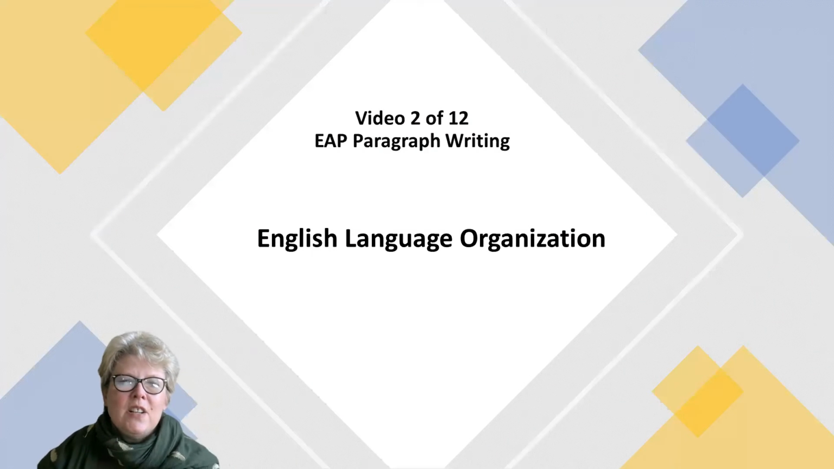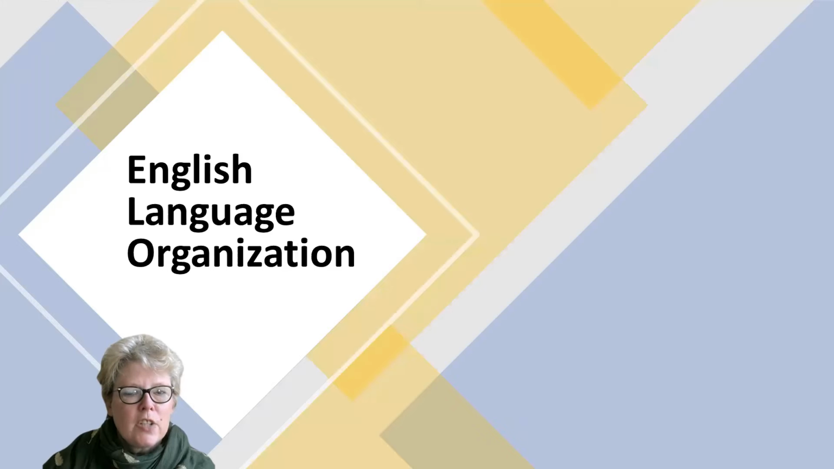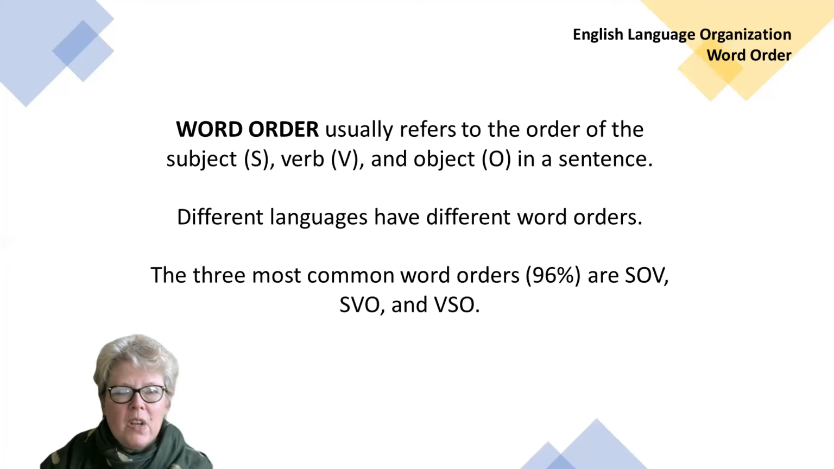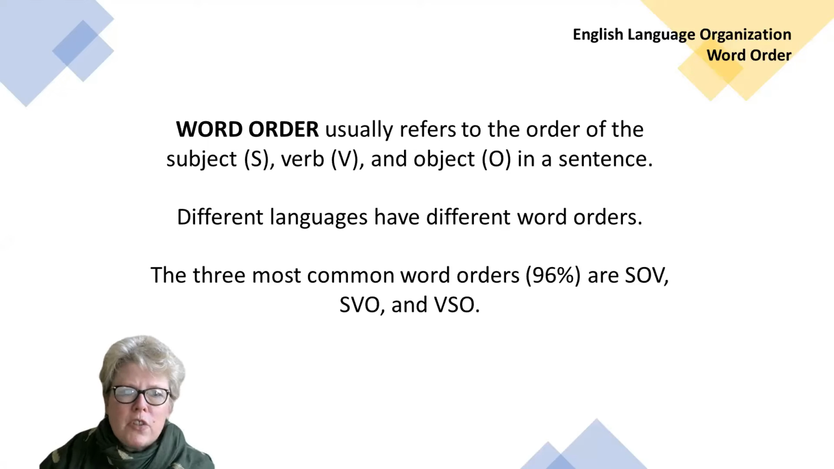Hello everyone. This is video 2 of 12 EAP paragraph writing. Our topic is English language organization. Word order. Word order usually refers to the order of the subject, verb, and object in a sentence. Different languages have different word orders.